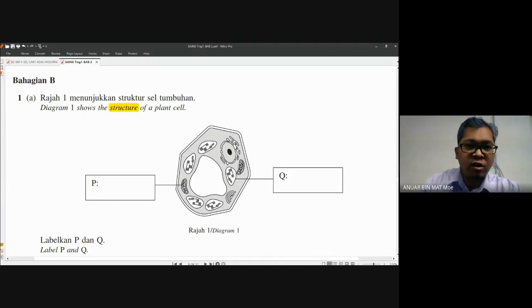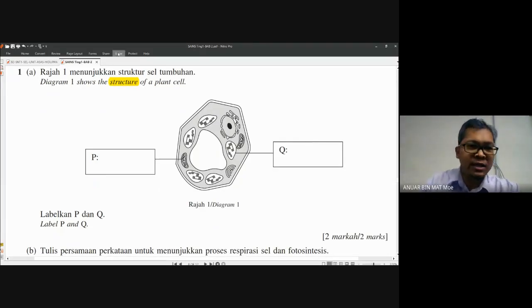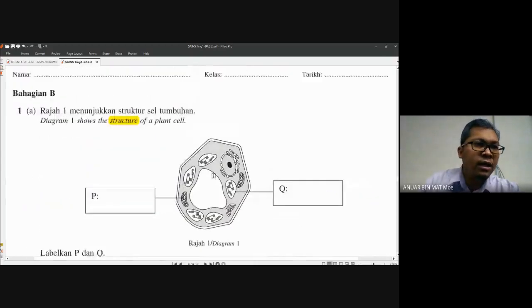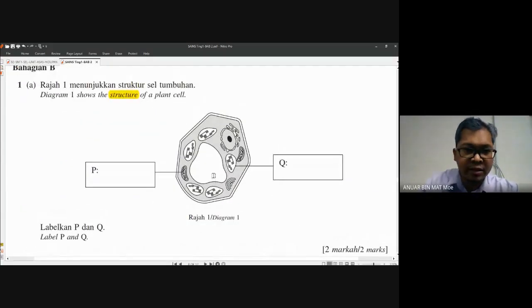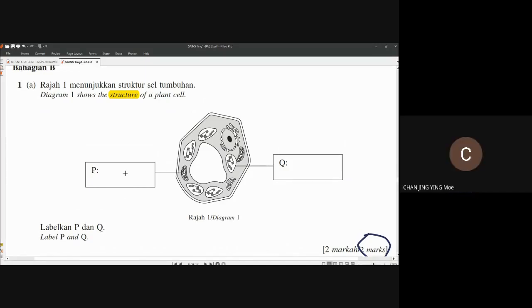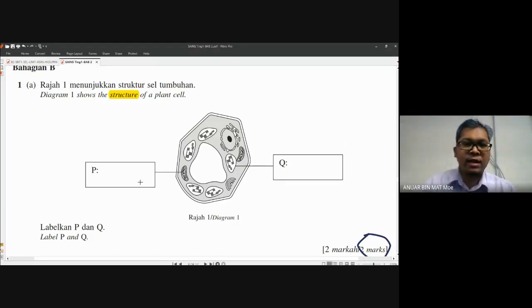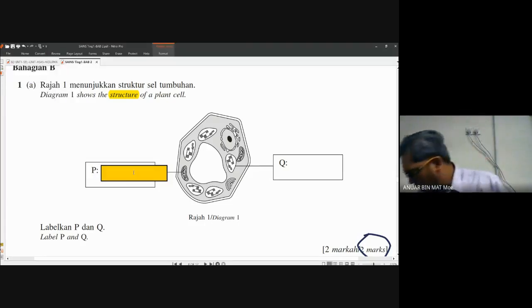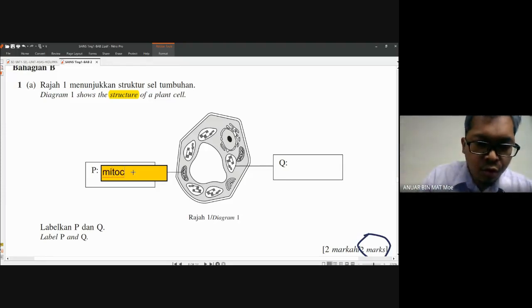Diagram 1 shows the structure of a plant cell. Again, like usual, it is very easy in this section B. Is the answer given or not? It does not give you the answer, but actually you can identify the parts. 2 marks, meaning you need to write 2 answers. So what is P? Anybody? Mitochondria. Jing Ying and Ying Liu, yes, correct. How is it spelled? Mitochondria.